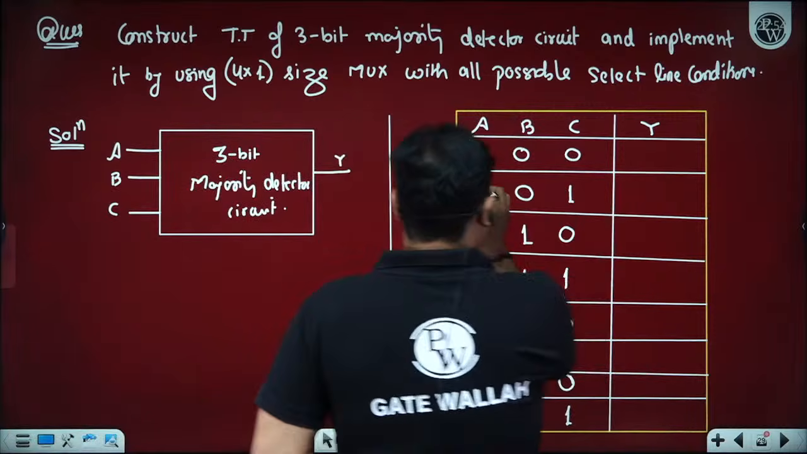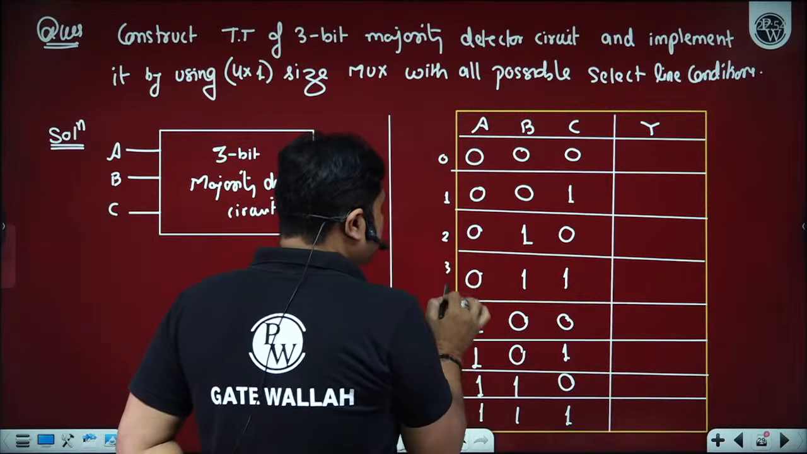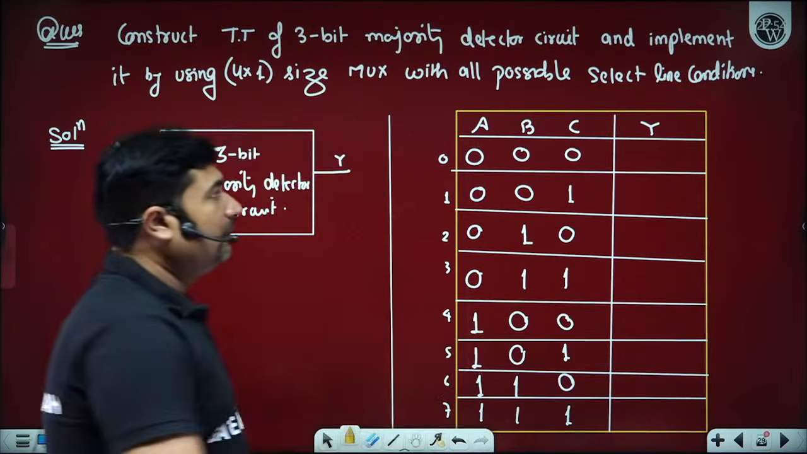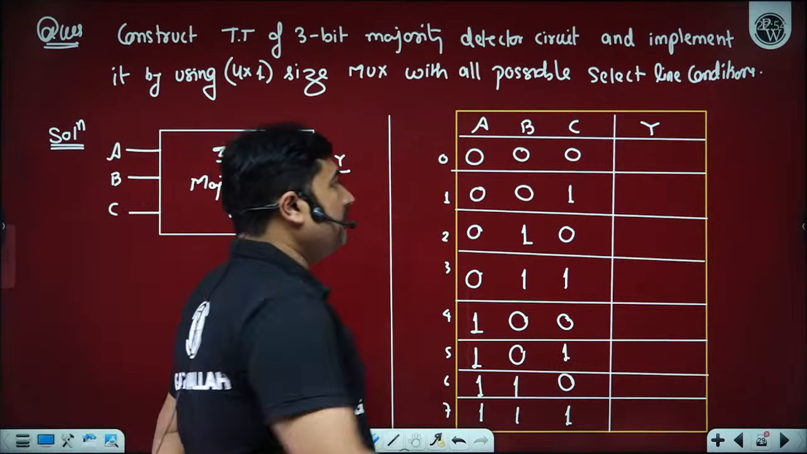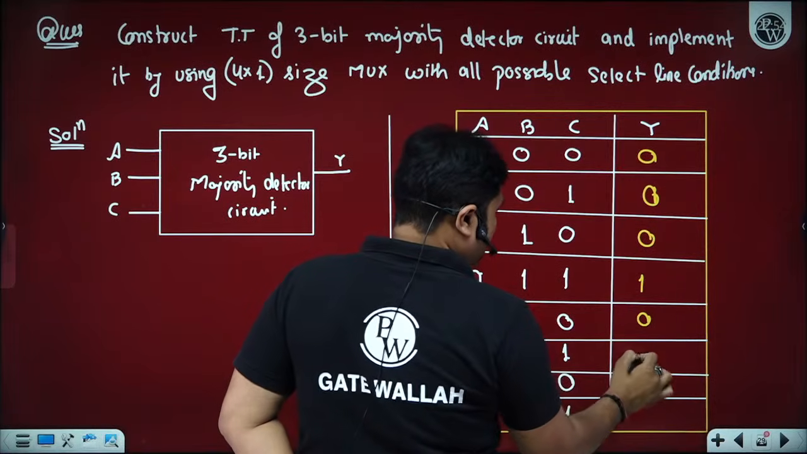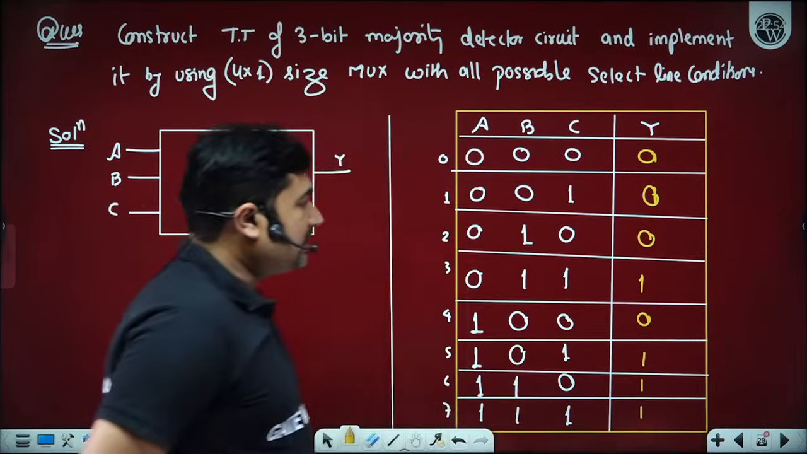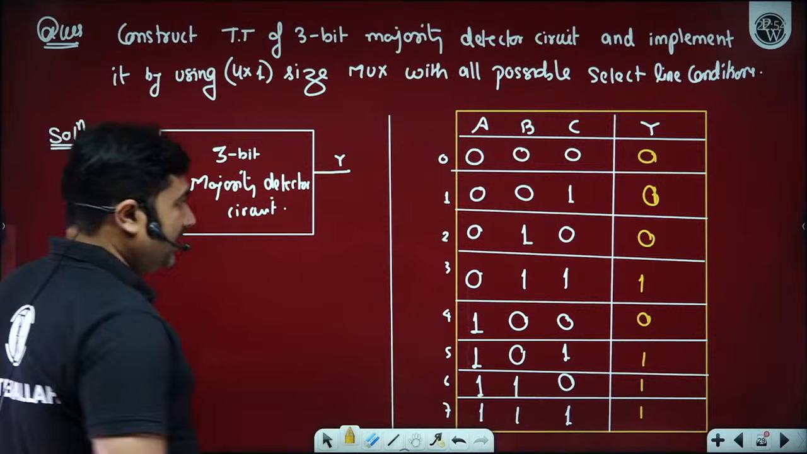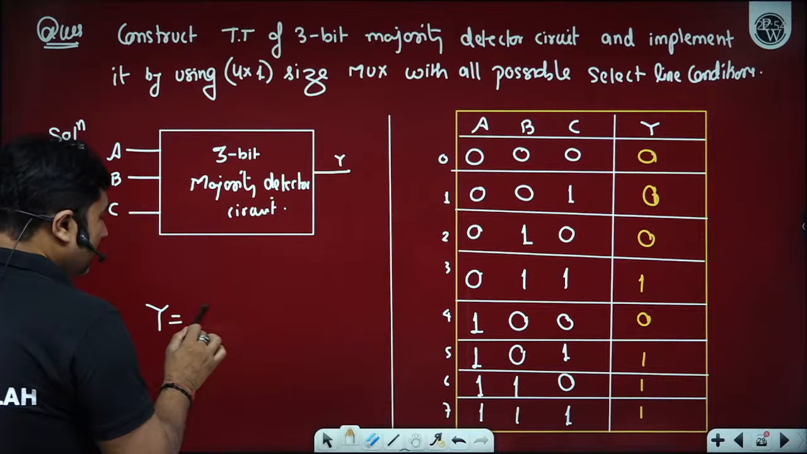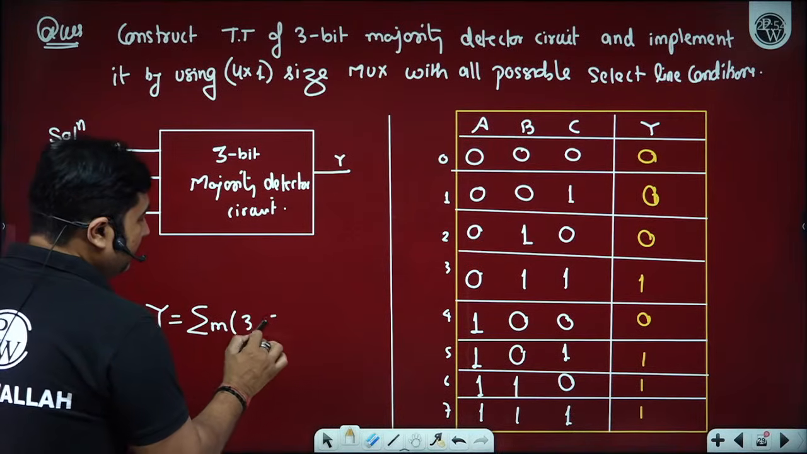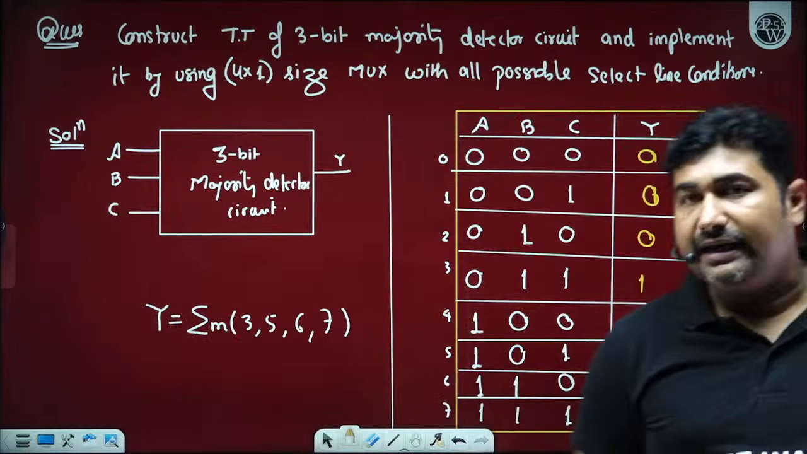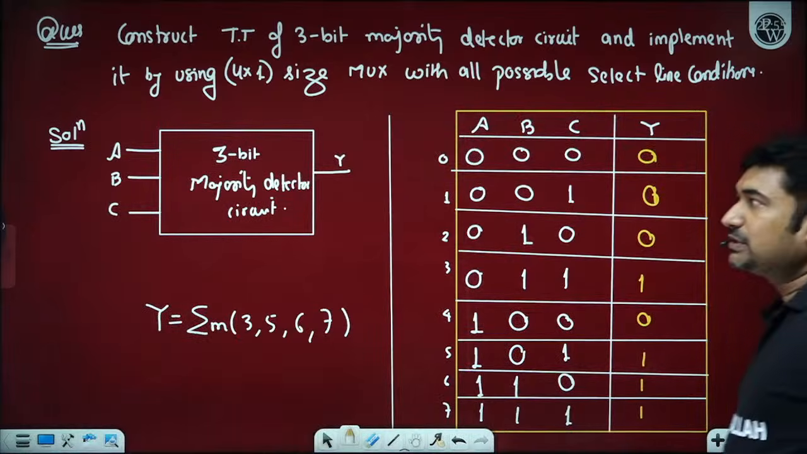Now please observe, this is the binary of 0, binary of 1, binary of 2, binary of 3, 4, 5 and 6 and 7. Now can you please tell me what will be the binary conditions you want? Majority bit detector: 0, 0, 0, 1, 0, 1, 1, 1. So it means 3, 5, 6, 7. We are getting 3, 5, 6, 7 as a binary output high, with A as the MSB and C as the LSB. This is the 3-bit majority detector circuit.